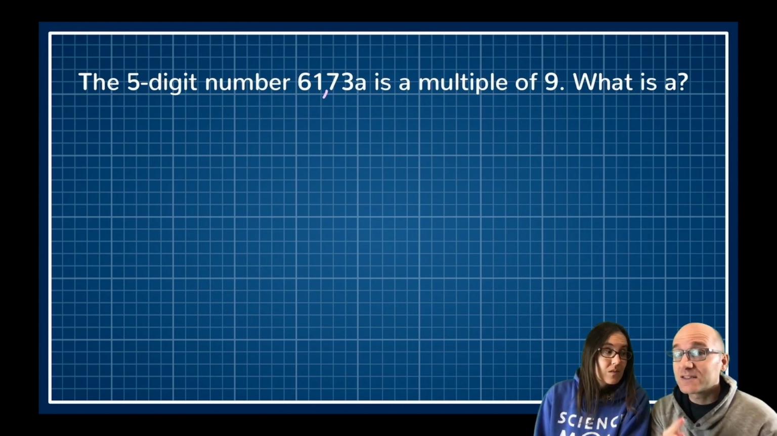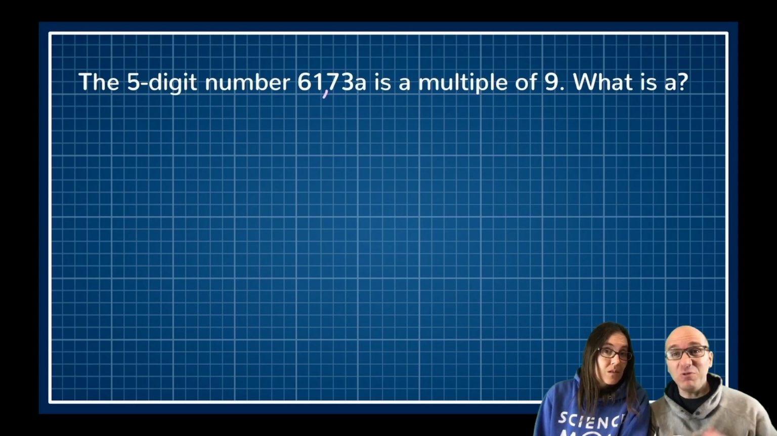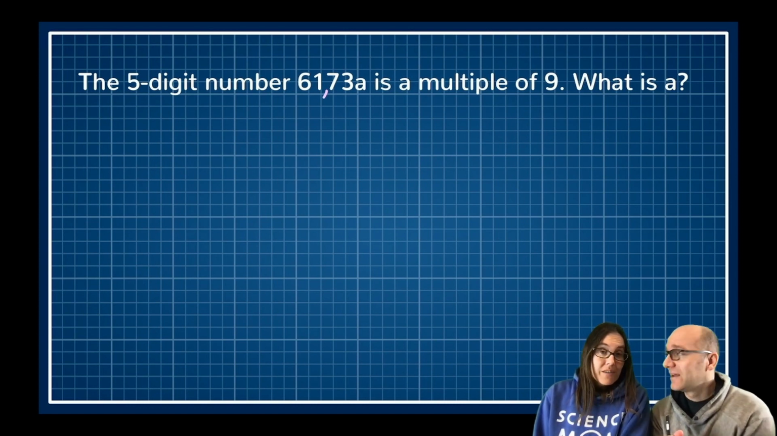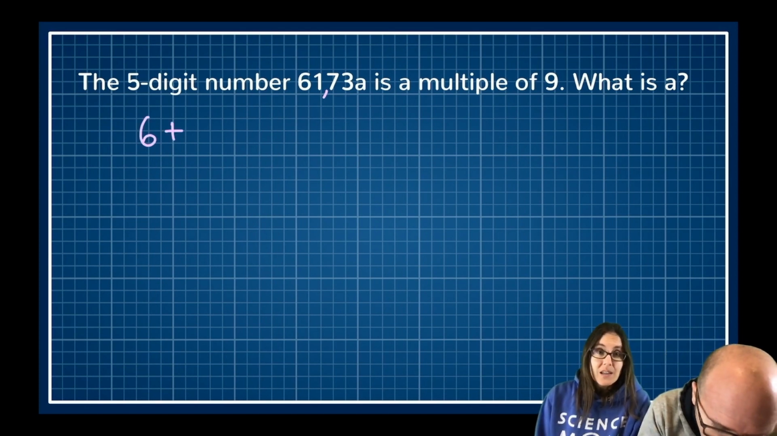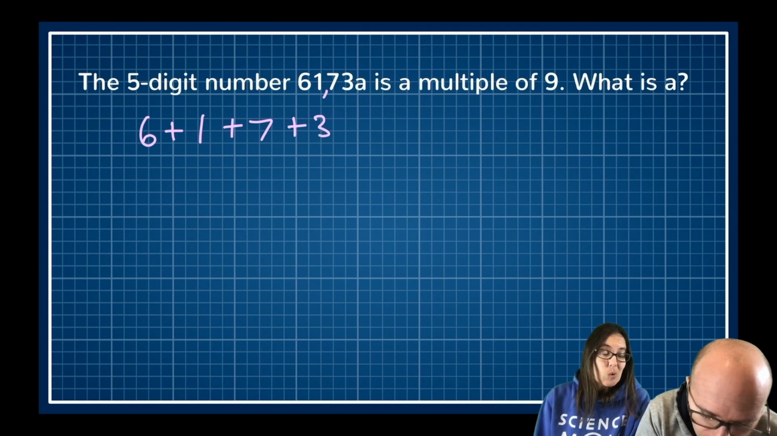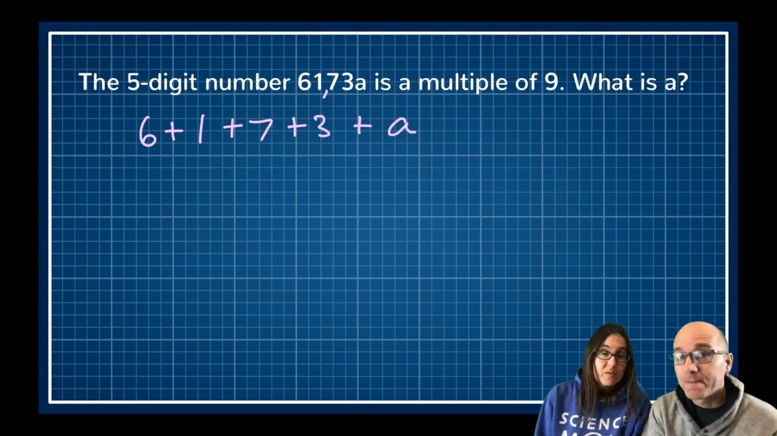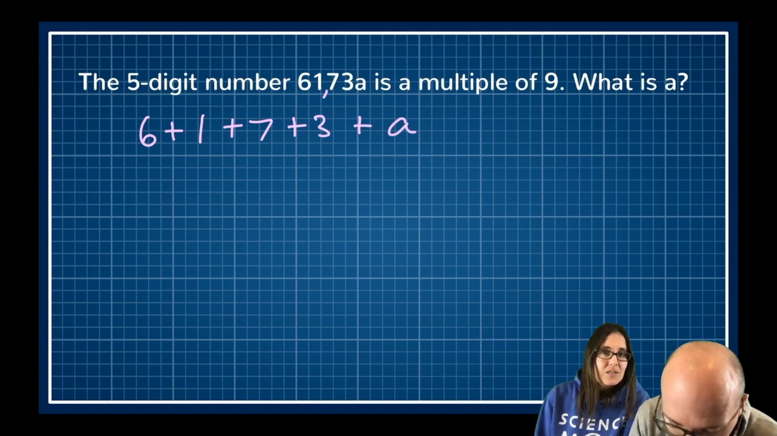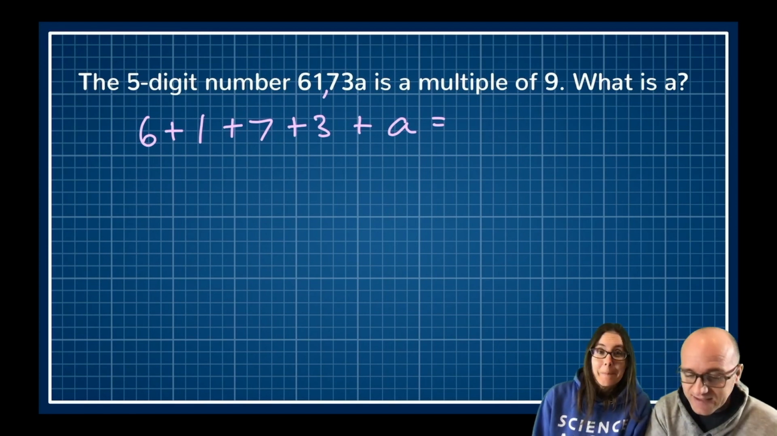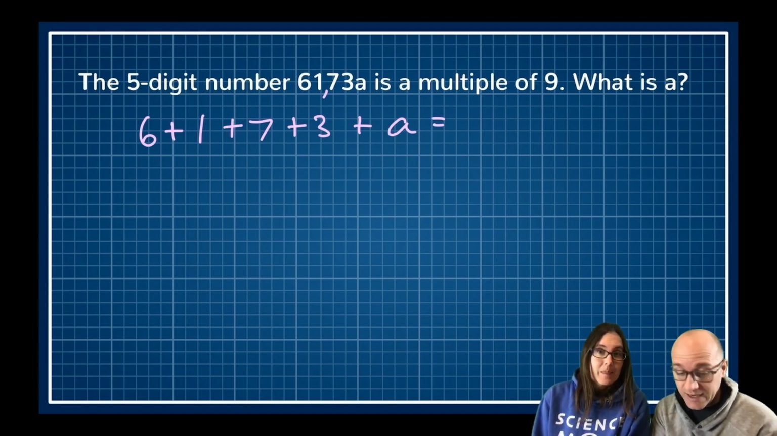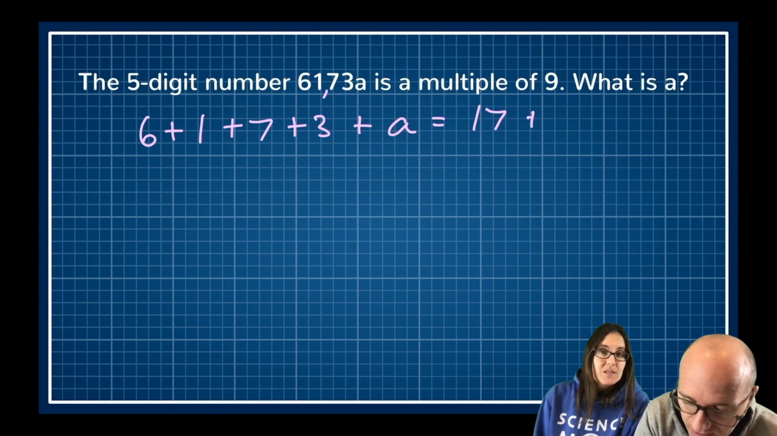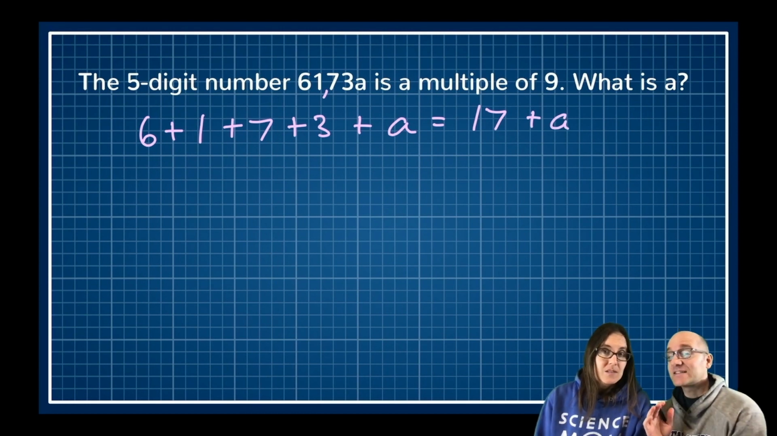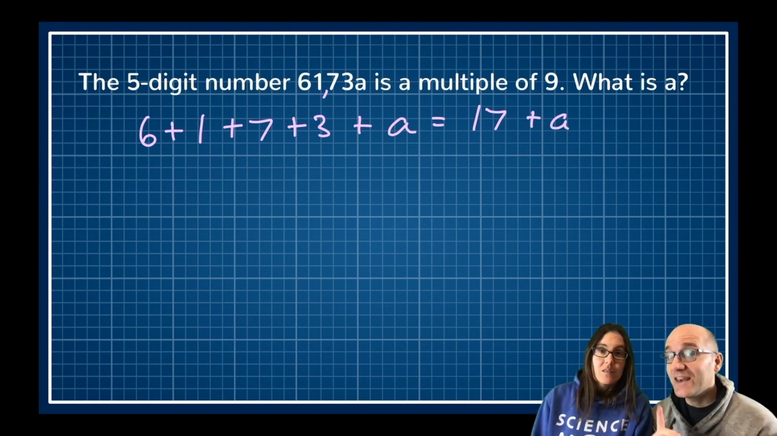All we know is that this number is a multiple of 9, so how could we figure out what A is? We'd have to add up all the digits. So 6 plus 1 plus 7 plus 3 and see where they're at and see what we need to add to them to get a multiple of 9. Is there more than one answer? Let's find out. Okay. So this has to be a multiple of 9, but let's add them up. 6 plus 1, so 7 plus 7 is 14, plus 3 more is 17 plus A. That has to be a multiple of 9.